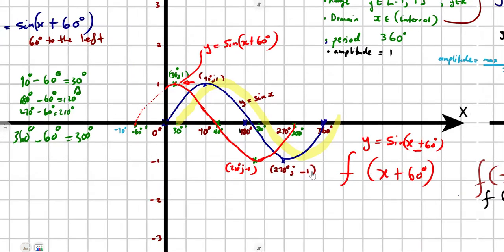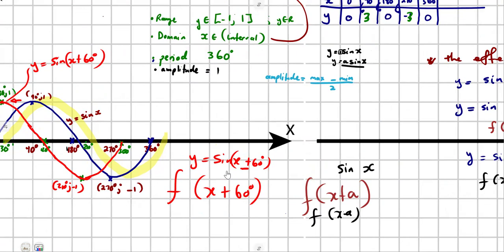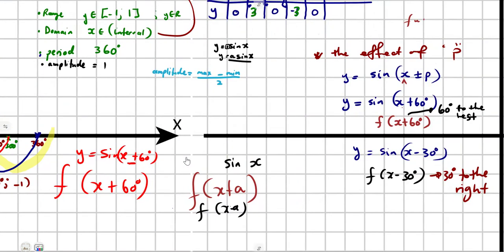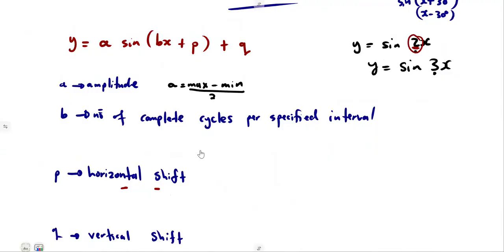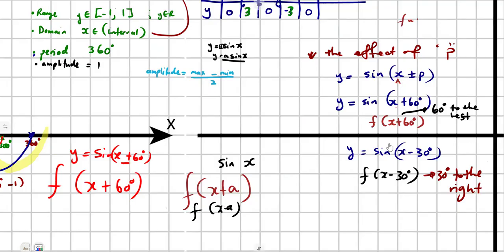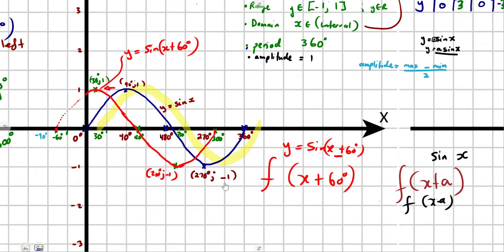This is the effect of P, the horizontal shift. Then we also have B as the number of completed cycles. This B is going to affect a lot of things because it is considering the completed cycles. Remember the graph of a sine as it is, the graph of a sine, this one.